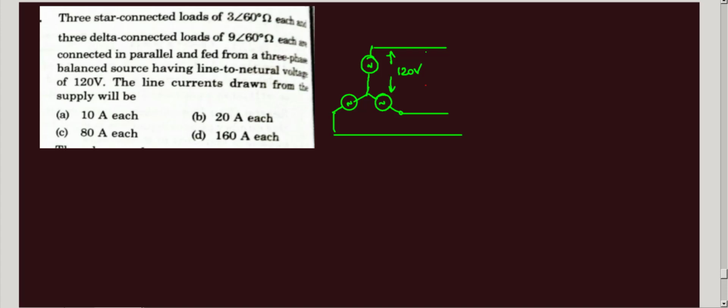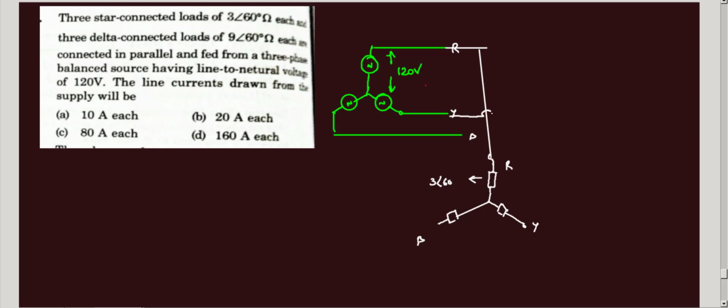Okay, 120 volts, right. Now loads are connected. First I connect one load. So this is R phase, Y phase, B phase. So the first star connected load is 3 at angle 60 degrees. This is R and this is Y and this is B.